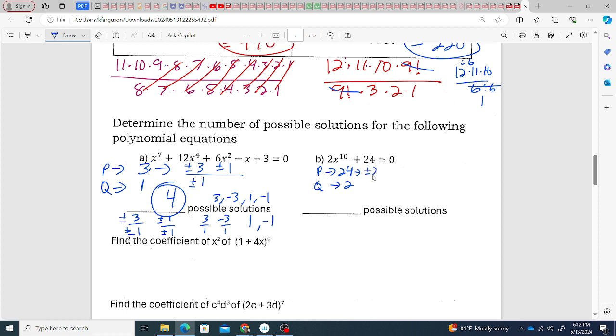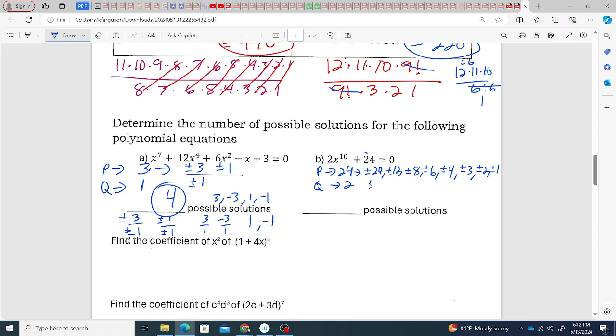So that's plus or minus 24, plus or minus 12, plus or minus 8, because 8 times 3 is 24. Plus or minus 6, plus or minus 4, because 6 times 4 is 24. Plus or minus 3, plus or minus 2, and plus or minus 1. Those are all the factors of 24.